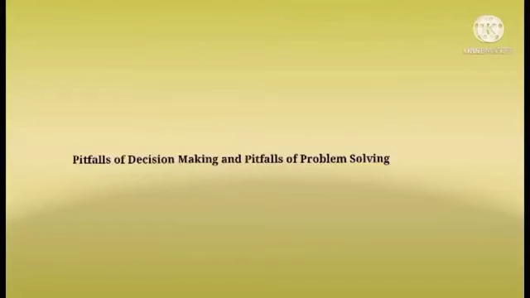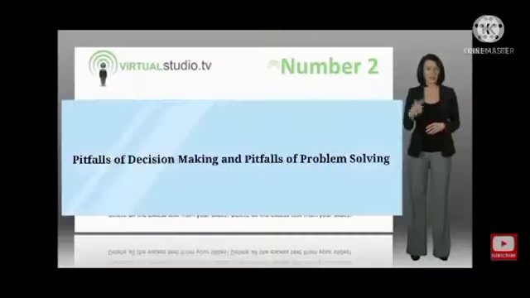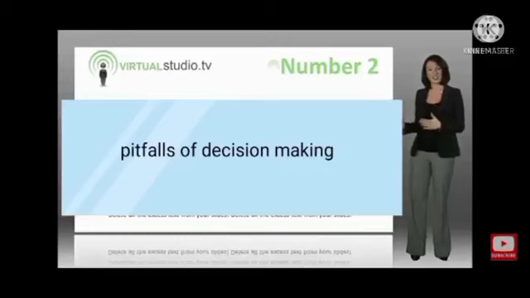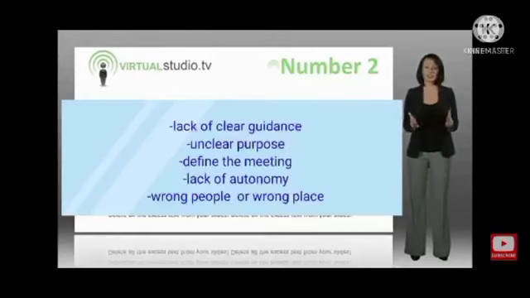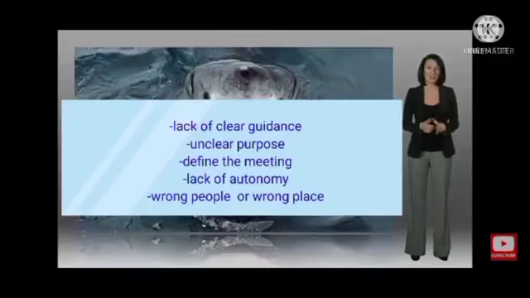The next topic is pitfalls of decision making and pitfalls of problem solving. So for pitfalls of decision making, there are 5 to avoid. First is a lack of clear guidance. Next is unclear purpose. And then define the meeting, lack of autonomy, and last is wrong people or wrong place.